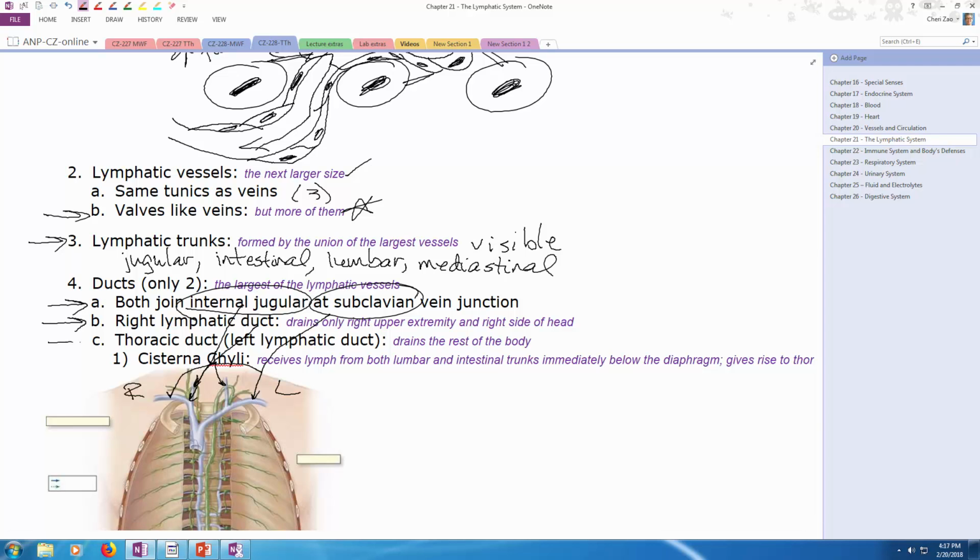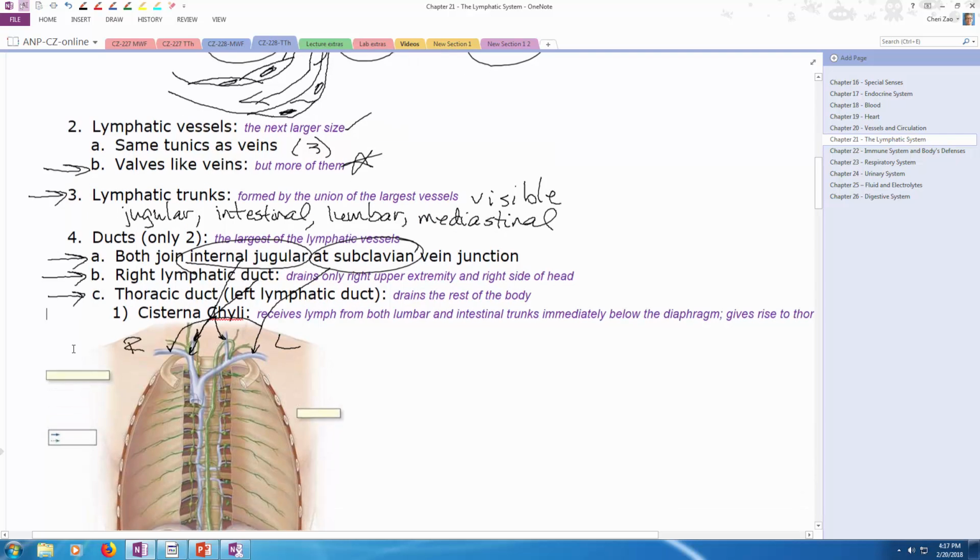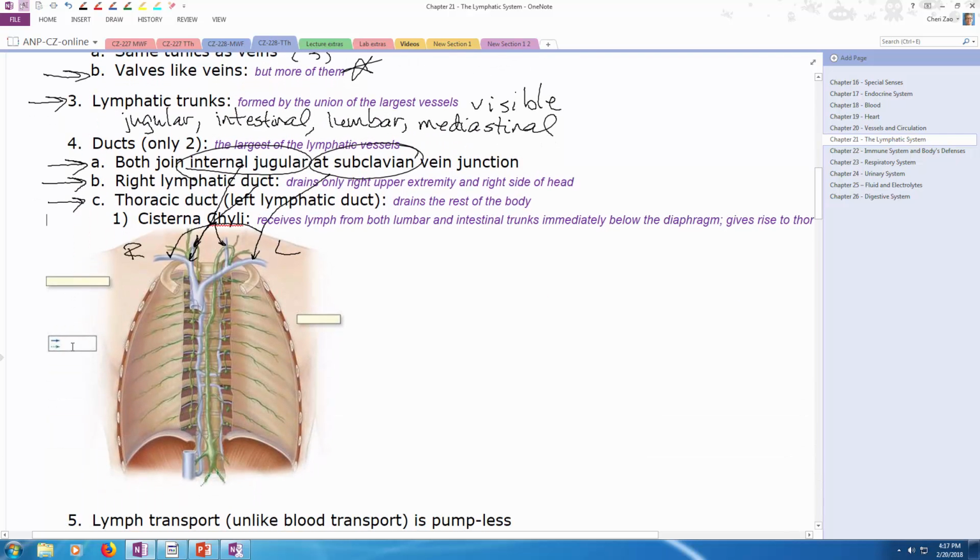Now, the main duct is called the thoracic duct because it's easy to find it in the thorax. That's why it's called thoracic duct. And also the left lymphatic duct, and it drains the rest of our body. So it is bringing lymph from both lower extremities, from the abdominal pelvic area and from everything in the thorax, as well as the left upper extremity and left head and neck area. So it drains everything else. It's an odd pattern, but it is what it is.